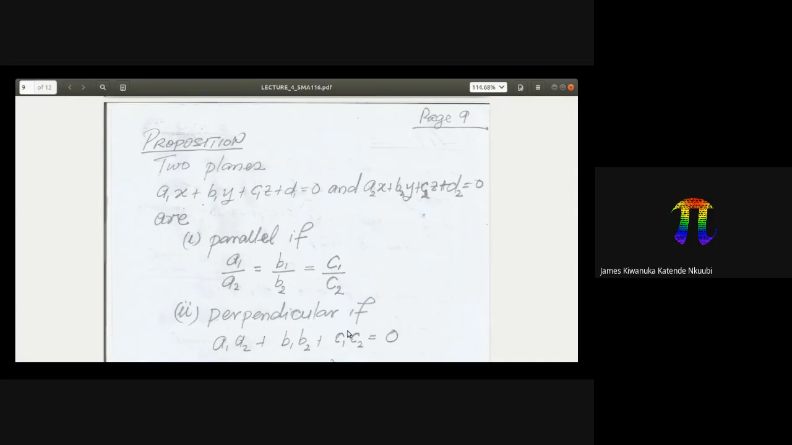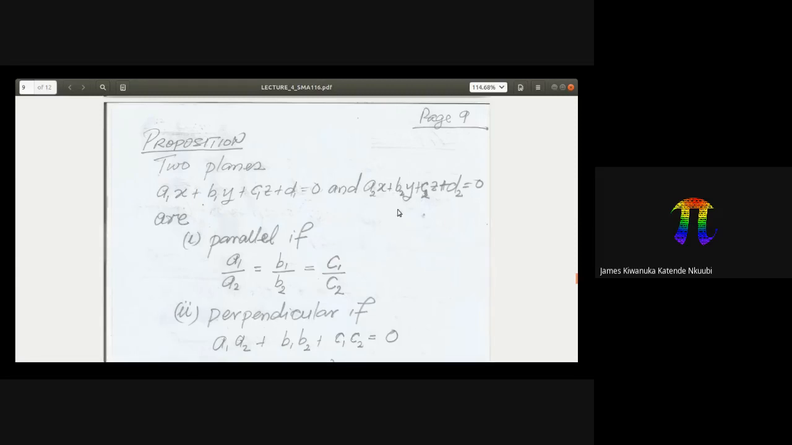So here we now want to look at what happens when you consider two planes. Say A1x plus B1y plus C1z plus D1 is equal to 0, and this second plane, A2x plus B2y plus C2z plus D2 is equal to 0. They are parallel if these ratios are equal: A1 over A2, B1 over B2, C1 over C2.